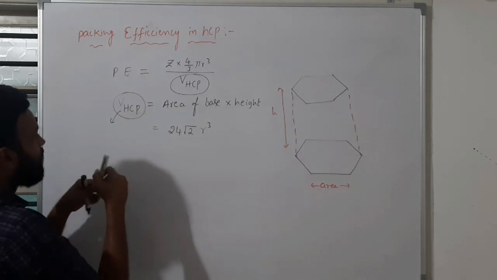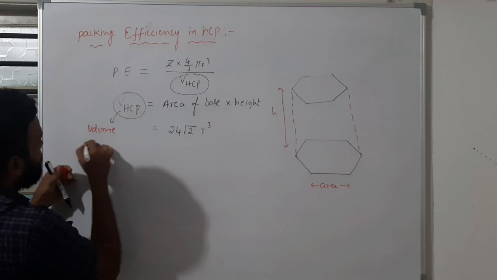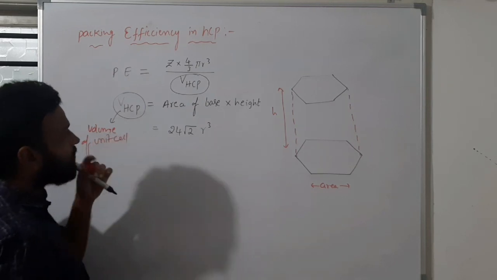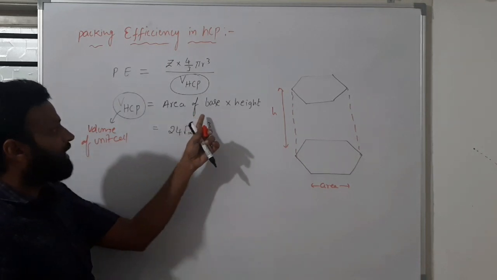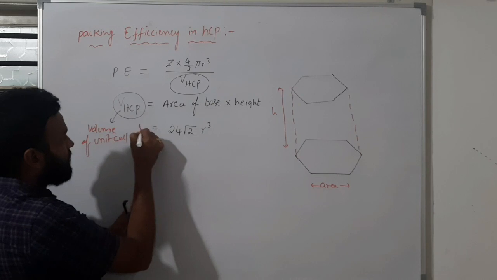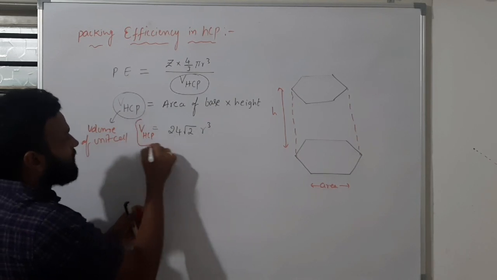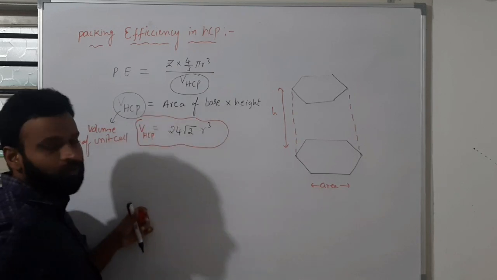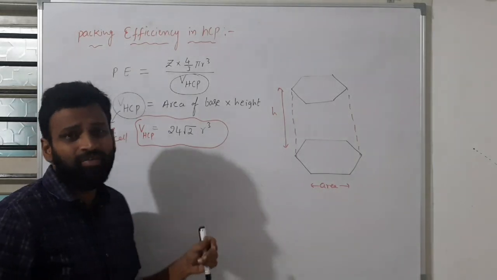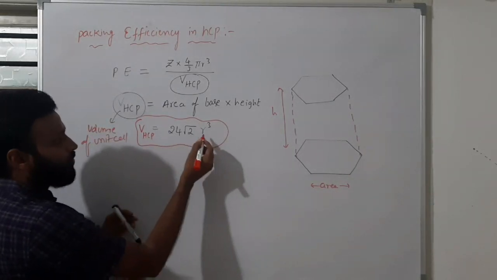This is also called what? Volume of unit cell. So volume of unit cell, what you will get? Area of base into height. This you directly remember, this is volume of unit cell or volume of HCP. It is 24 root 2 into r cube. Okay, simply you remember this one, it is unnecessary headache for us. Okay, so V HCP is equal to 24 root 2 into r cube.